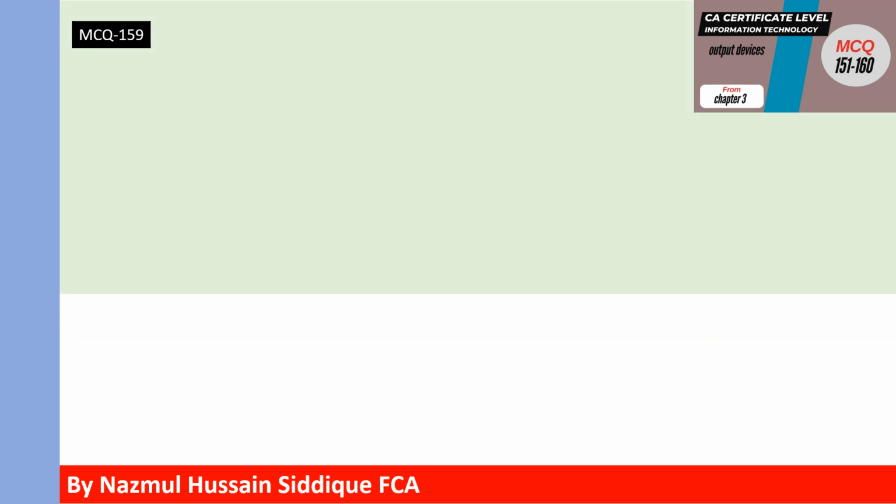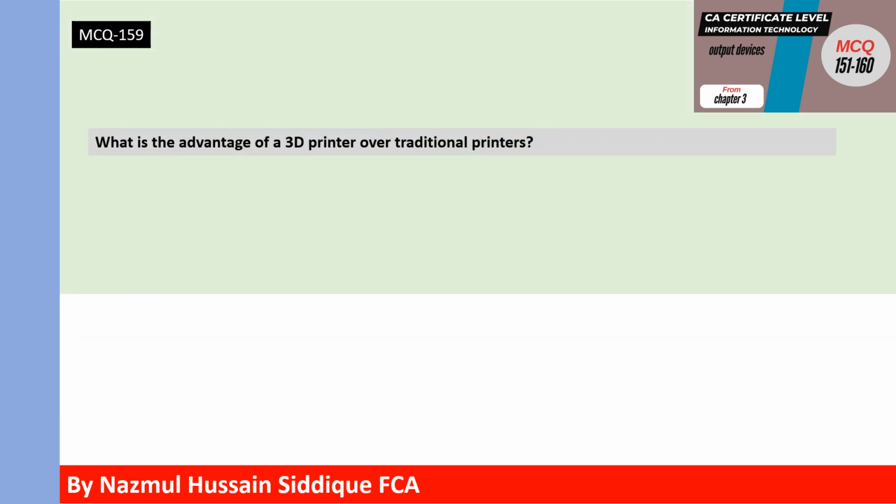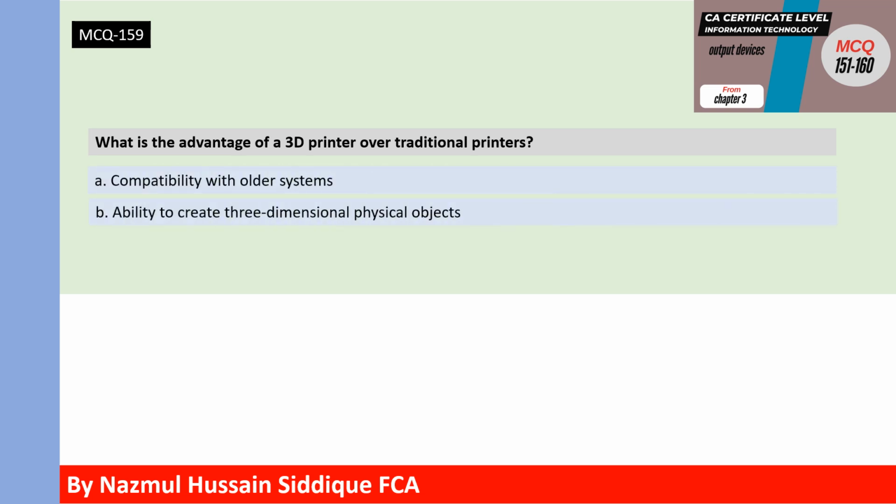Next question, 159. What is the advantage of a 3D printer over traditional printers? Option A, compatibility with older systems. Option B, ability to create three-dimensional physical objects. Option C, capability to print on transparent paper. Option D, higher resolution of 2D images.